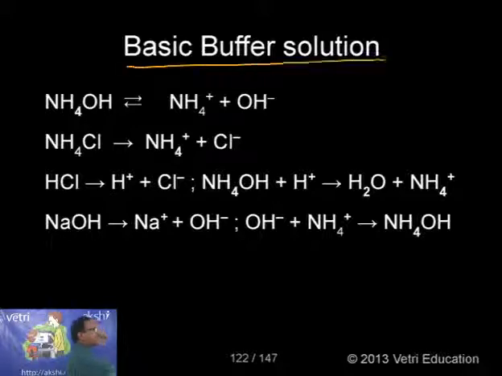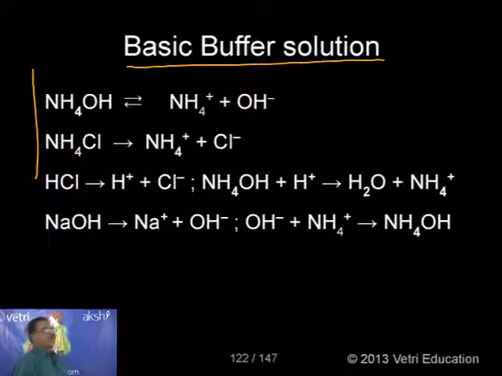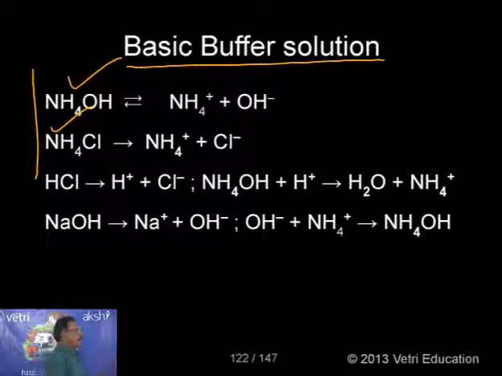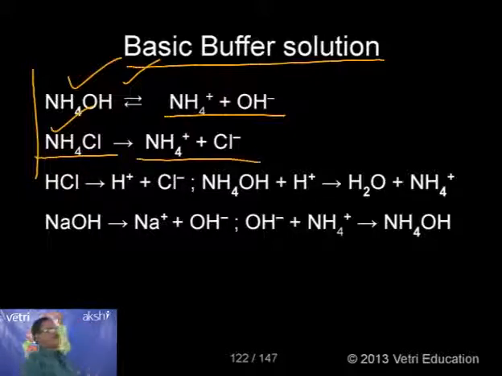The basic buffer solution, as I have already pointed out, is a mixture of ammonium hydroxide and ammonium chloride: a weak base and its salt with a strong acid. In this basic buffer solution, ammonium hydroxide is a weak electrolyte, undergoing ionization to produce ammonium ion and OH minus. It's an equilibrium substance, because unionized ammonium hydroxide is in equilibrium with a small amount of ionized NH4 plus and OH minus. Whereas ammonium chloride is a strong electrolyte undergoing 100% ionization, so ammonium ions and Cl minus ions are formed.